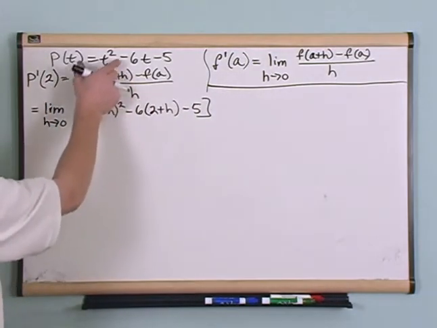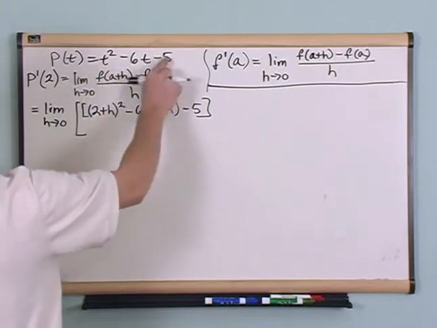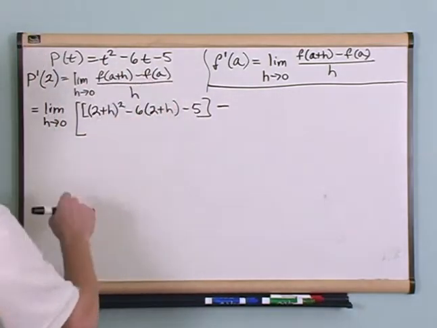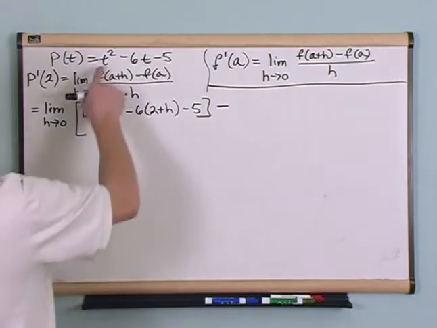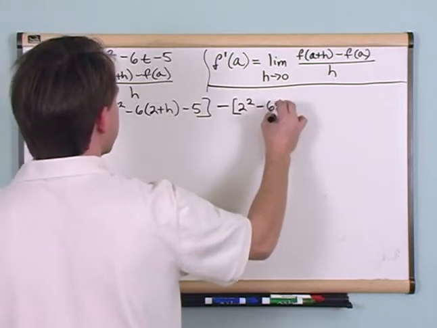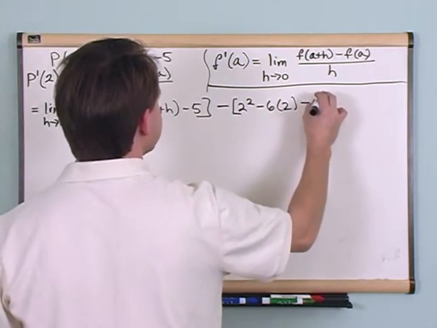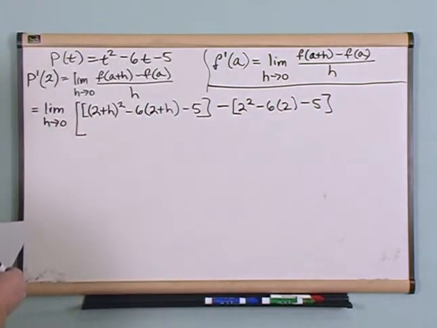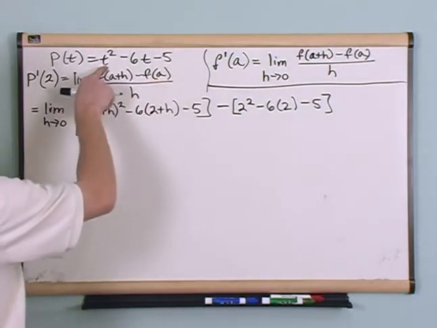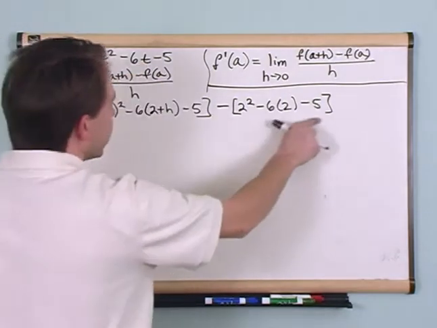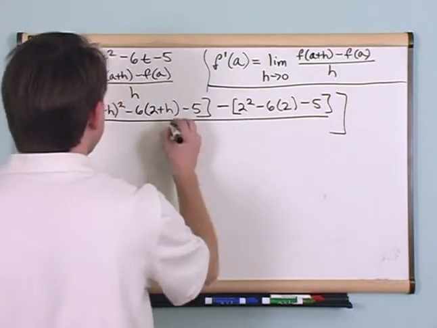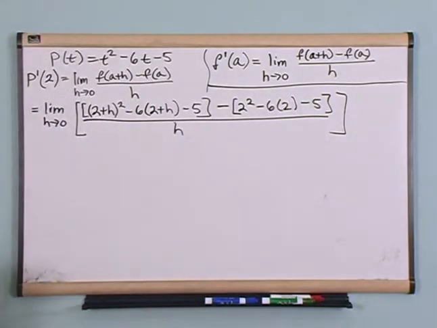This is f of a plus h. I've just plugged a plus h in here where a is equal to 2, and I get this. But remember, I've got to subtract this quantity, which is just f of a. So I'm going to have over here 2 squared minus 6 times 2 minus 5. Now why did I do it like that? Because it's f of a where a is equal to 2. So I just plug 2 in here and 2 in here, and I get this. Okay? And all of this stuff is over h.